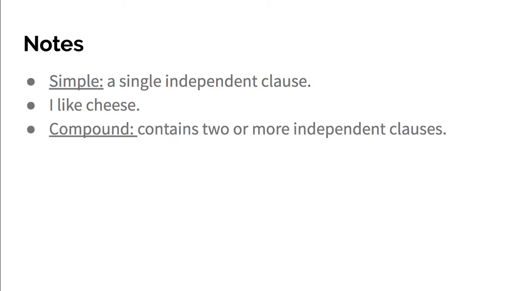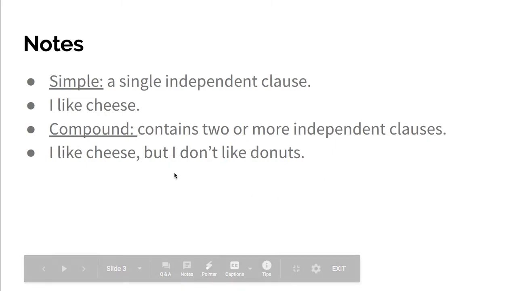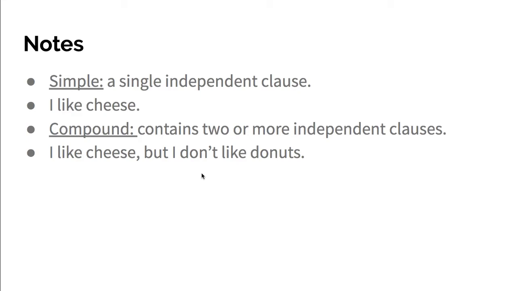And next we have a compound sentence. A compound sentence contains two or more independent clauses. They give you some examples on there. They are joined by either a conjunction, a semicolon, or even both. So here's my example. I like cheese, but I don't like donuts. Both of these clauses can stand alone. I like cheese. I don't like donuts. Therefore, this is a compound sentence.